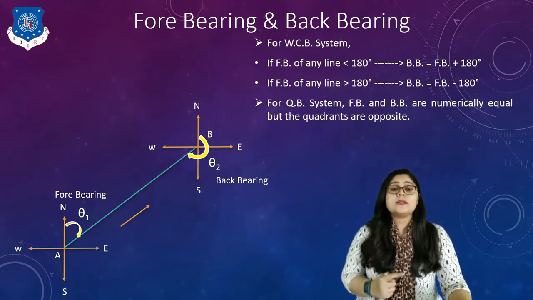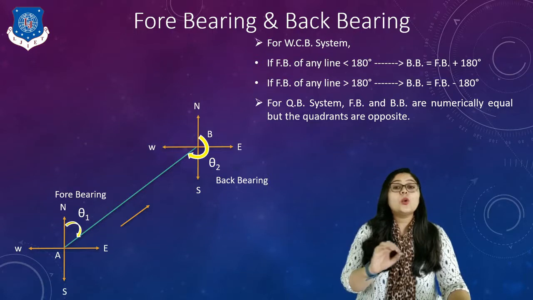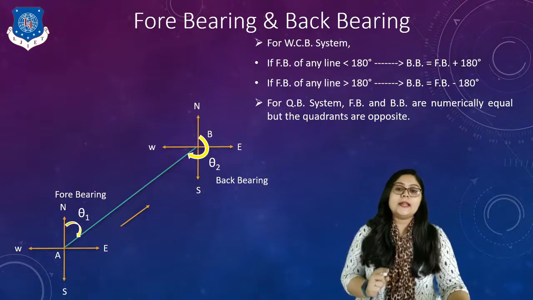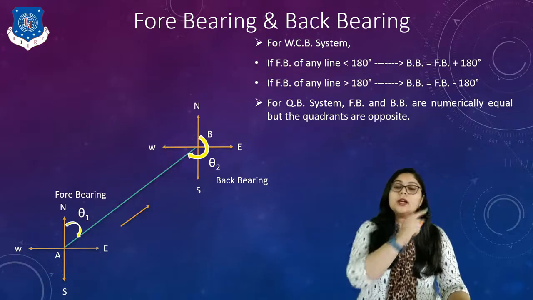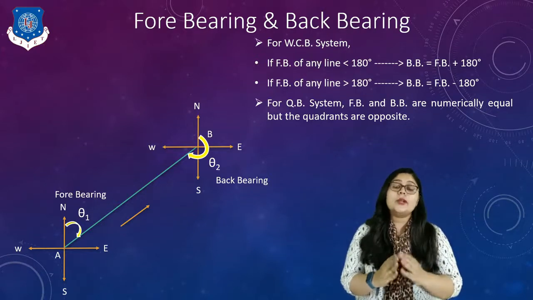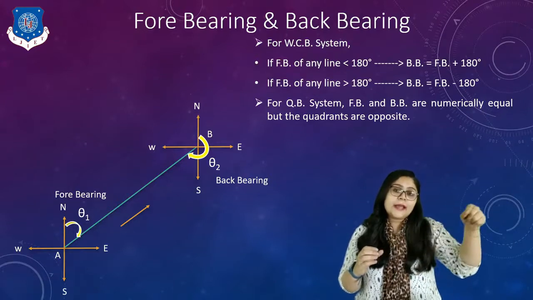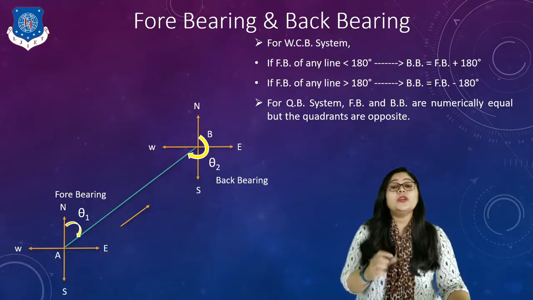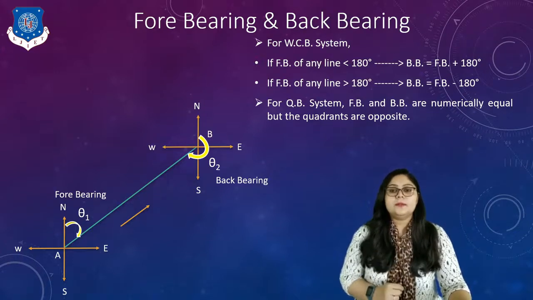But for the quadrantal system, the forebearing and back bearing are numerically the same, but the quadrants are opposite, right? Because the value range of 0 to 90 degrees is always the same for all the quadrants. But the quadrant itself changes as the line passes from one quadrant to another. It means it's the opposite quadrant. So if I talk about the third quadrant, then the quadrant of that line in the next, if I extend it, can be the first quadrant, right? But the value of 30 degrees or 45 degrees is the same for this particular line, right? That is the concept for the quadrantal system.